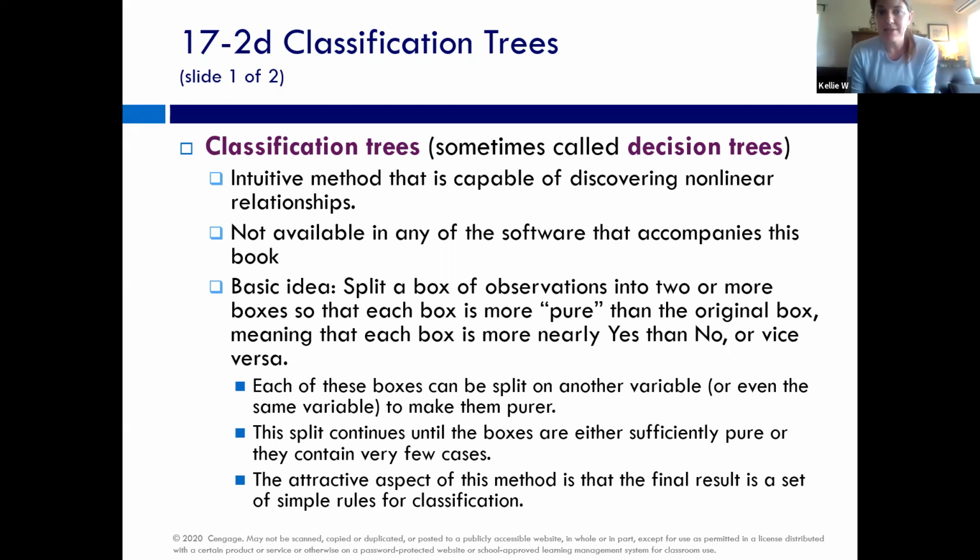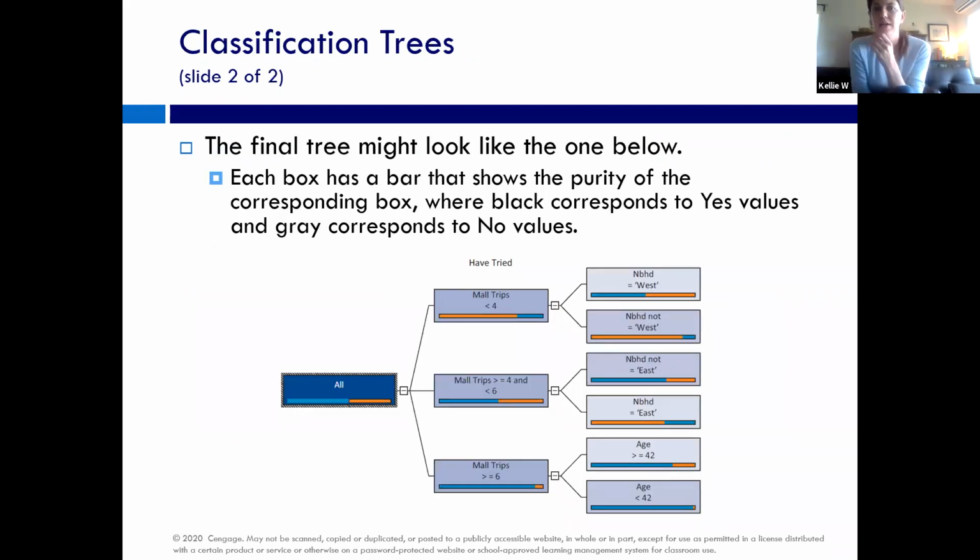And the idea is that you split a box of observations into 2 or more boxes, and you just keep doing that to make these boxes, these variables, more and more pure. So each box is more nearly yes or no. So you're getting closer and closer to definitely yes or definitely no. And once you get to a certain threshold that you set, then you stop splitting. And then your final result is this set of rules for classification, and they're very simple. So that type of tree might look like this.